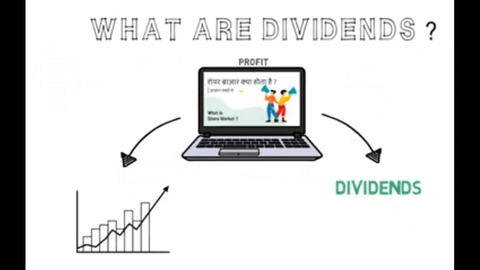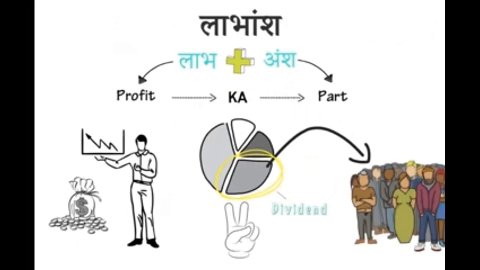In the previous video, we have already studied that a company makes profits, and when the company makes profits, the share price increases. That increase in the share price is known as capital appreciation, and through this capital appreciation, an investor is benefited. But the investor is benefited not only by the capital appreciation, but also by receiving the dividends.